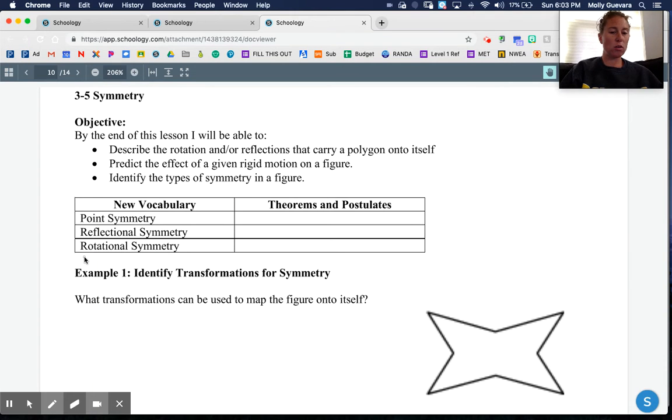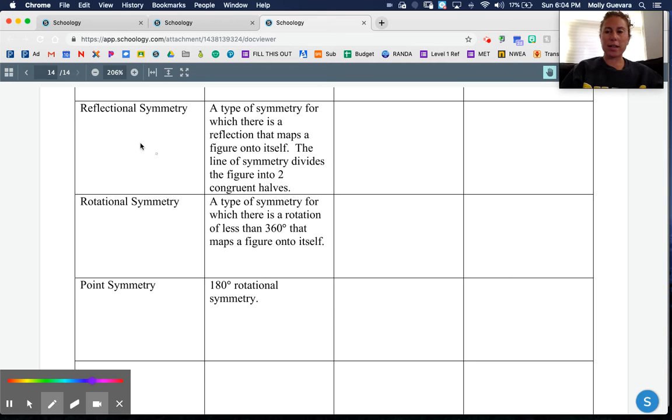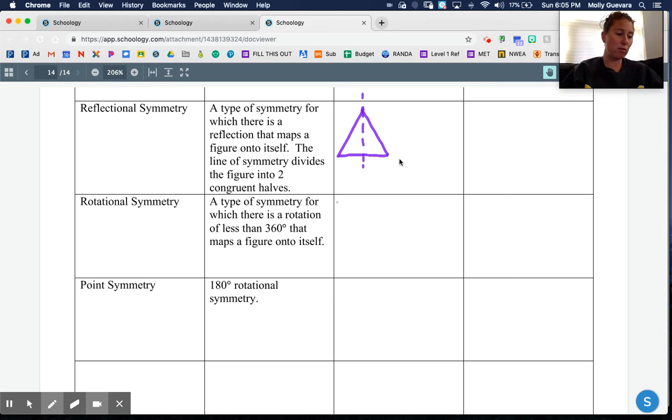So let's go ahead and go to the end of our packet so we can talk about these, and then we'll be able to do the lesson. All right, let's look here. So the first type of symmetry we're going to look at is reflectional symmetry. This is exactly what you think of when you think of symmetry, okay? This is the type of symmetry where if I could fold it in half, it would line up on itself. So something like an isosceles triangle, right? That has one line of symmetry, and that's reflectional symmetry. We cut it in half and it folds onto itself.